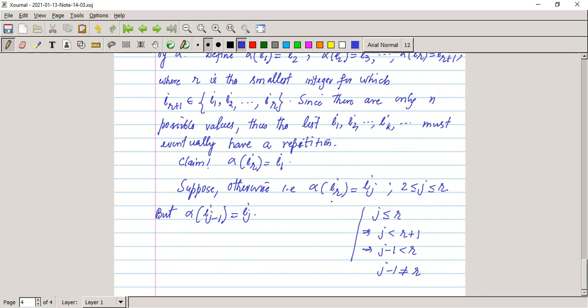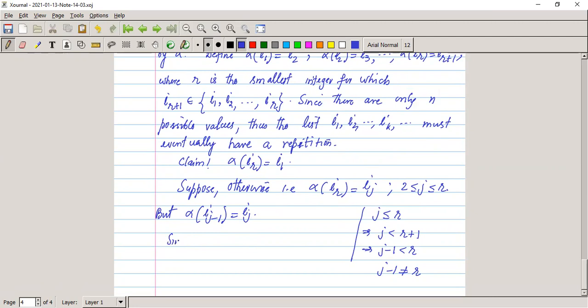So therefore, the two points IR and IJ minus 1 are two different points. Therefore, we have that alpha of IR is equal to IJ, and alpha of IJ minus 1 is also equal to IJ, for two different points IR and IJ minus 1. This means that the mapping alpha is not an injective mapping, which is actually a contradiction, because our permutation alpha is a bijection.